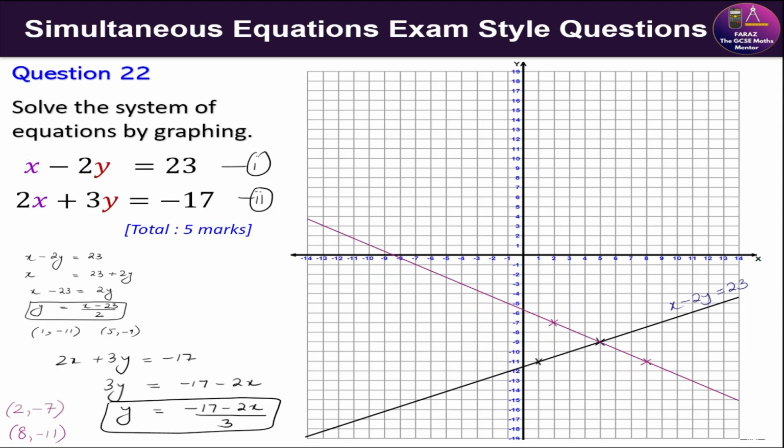Here we can see the intersection coordinates are 5 comma negative 9. So x is 5. The solution is x equals 5 and y equals negative 9. Simple and easy. So this is the way you can solve simultaneous equations, or a system of equations, by graphing.